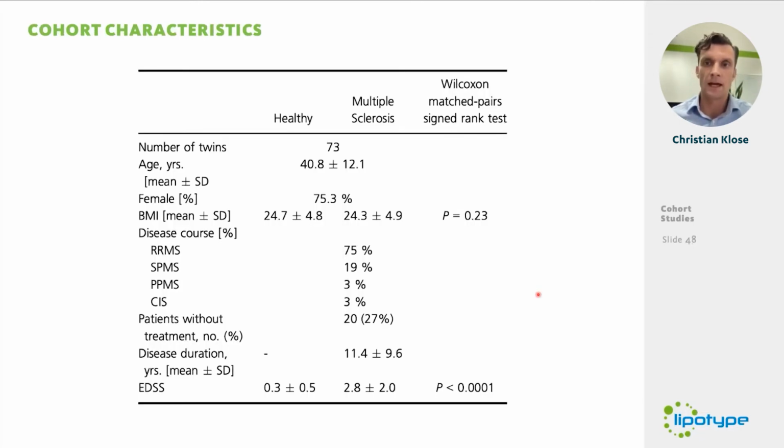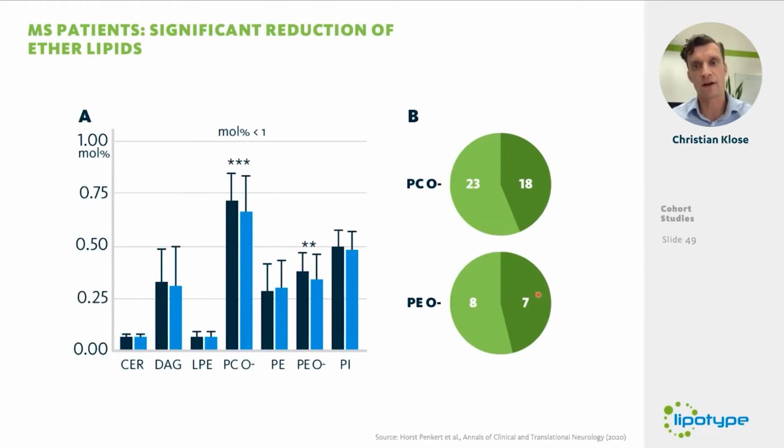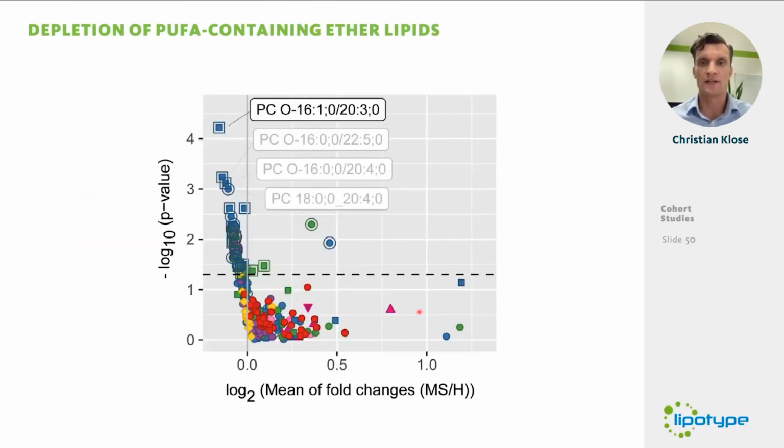In this cohort, we analyzed plasma samples of 73 twin pairs who were discordant for the prevalence of multiple sclerosis. And the beauty of the study really is that we can control for genetic effects by conducting a paired statistical analysis of these data. And what we found is a significant reduction of ether phospholipids in the multiple sclerosis patients, both on the lipid class level, as you can see here, PCOs and PEOs are ether lipid classes, but also on the individual lipid species level, as shown here in this volcano plot.